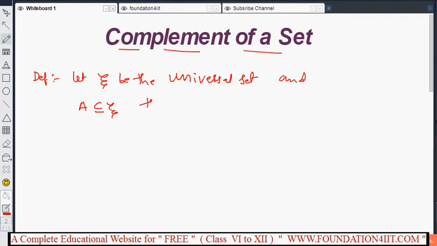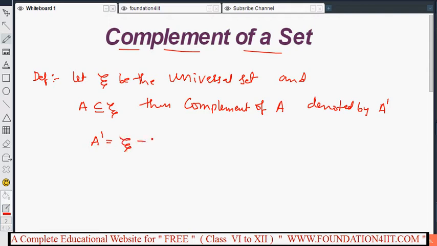Then the complement of set A is denoted by A dash. So one simple hyphen will be kept. This A dash is nothing but the set of all those elements of the universal set which are not in A. So all the elements of the universal set which are not in A.